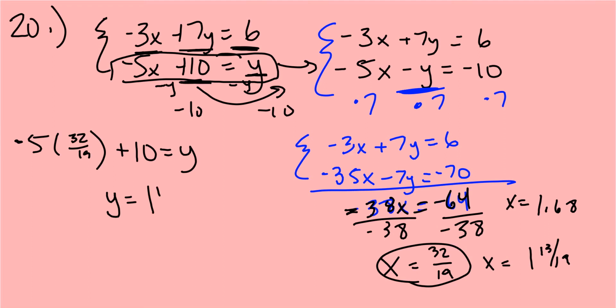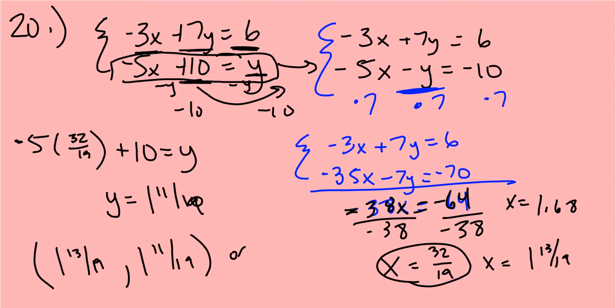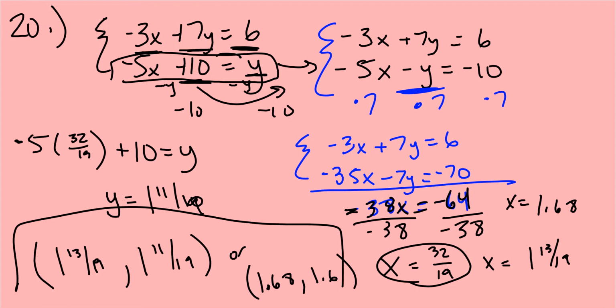I end up with 1 and 11/19. Maybe you just plugged it into a decimal and you got 1.6. That's fine. So my ordered pair is going to be 1 and 13/19. I don't know why I put tenths here. 19ths. And then 1 and 11/19. If you don't like that, you could put 1.68, 1.6. Either one of those are okay. And that's it for 20.